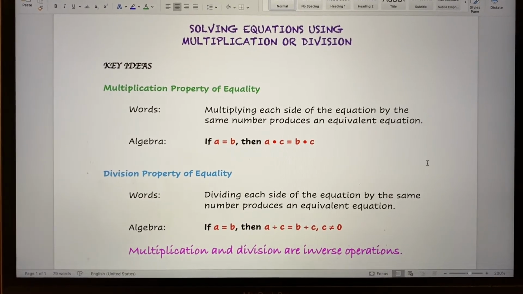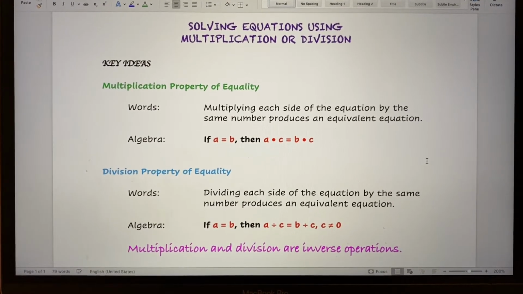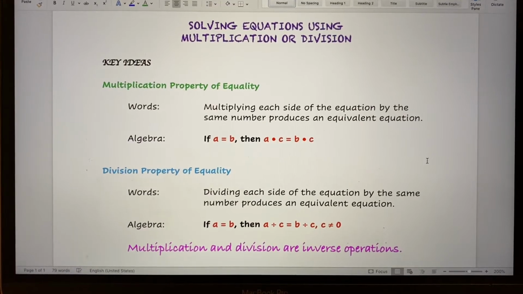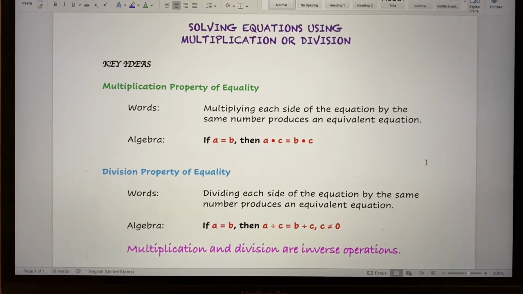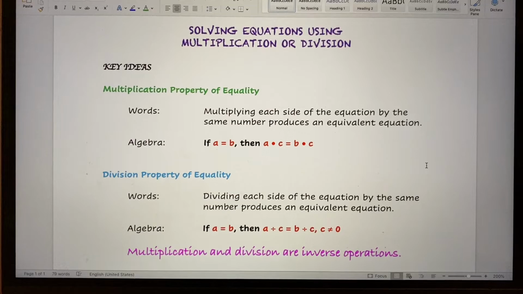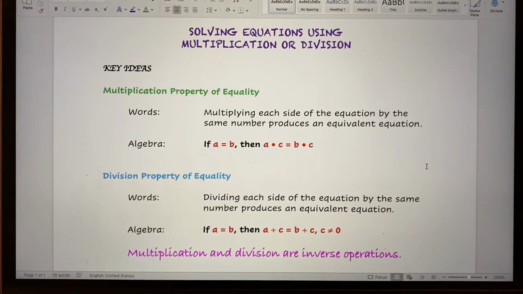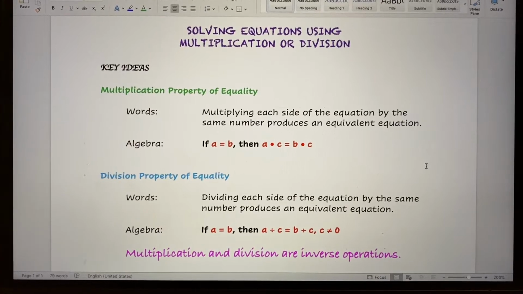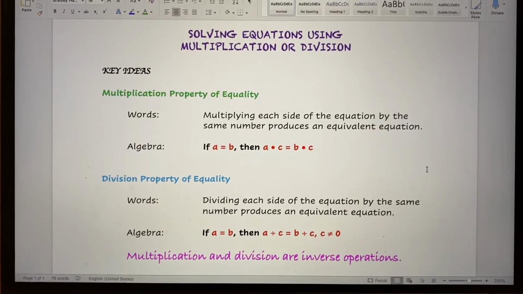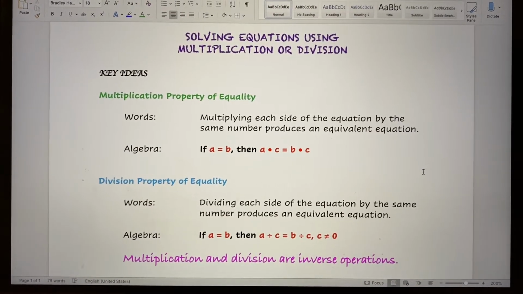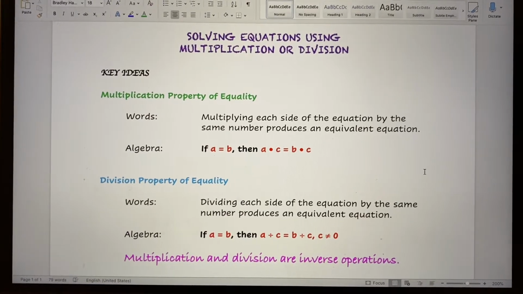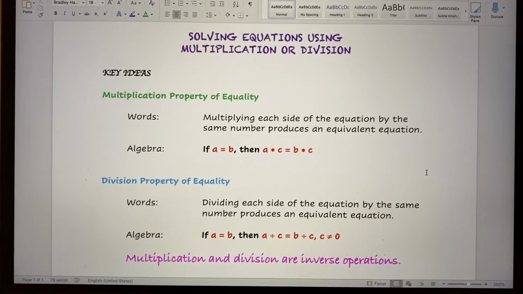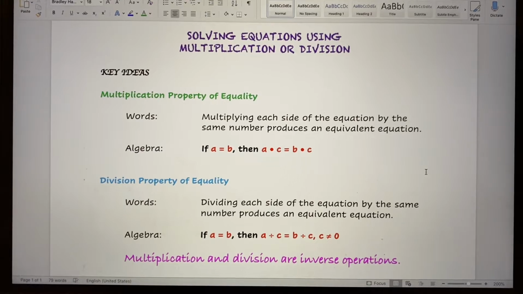Division property of equality says dividing each side of the equation by the same number produces an equivalent equation. So, if A is equal to B, then A divided by C is equal to B divided by C, where C is not equal to 0. Remember, multiplication and division are inverse operations.